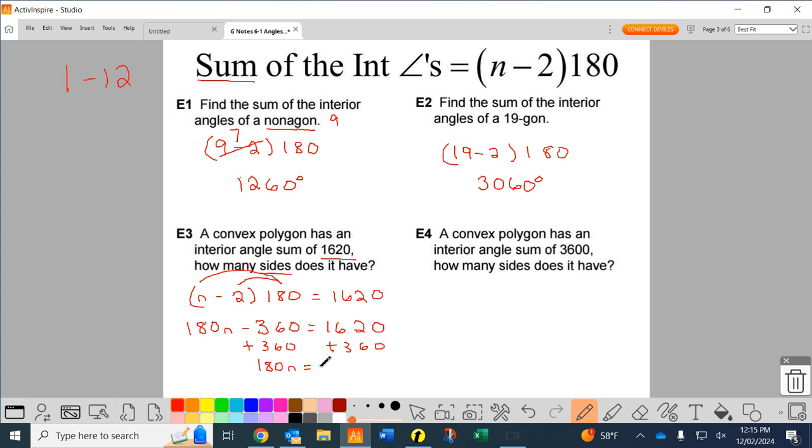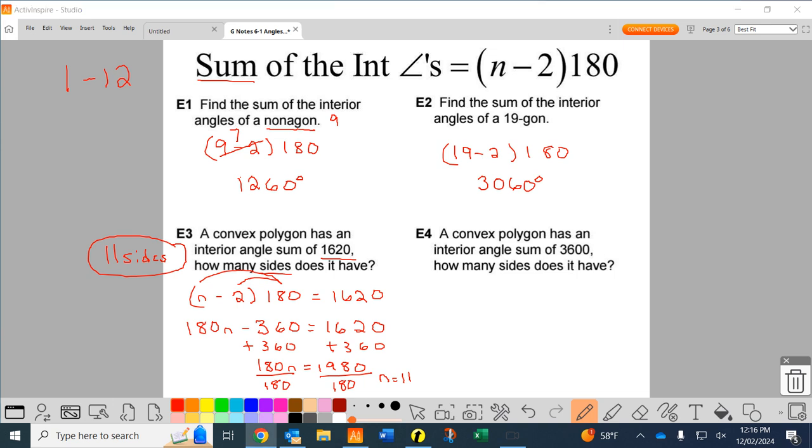Perfect. Then we divide both sides by 180. And y'all, the pattern is the exact same every time. The only difference is what it's equal to. So when you do 1980 divided by 180, what do you get? 11. So this shape has 11 sides. That's what you would be putting as your answer. 11 sides. Okay?